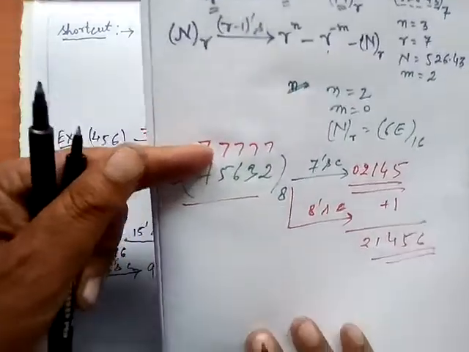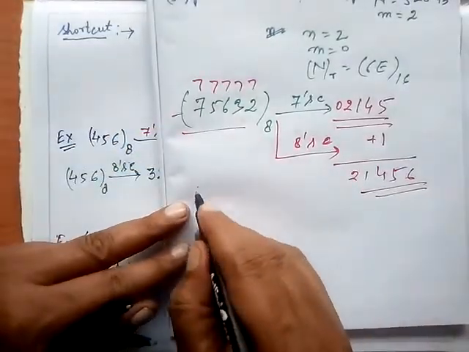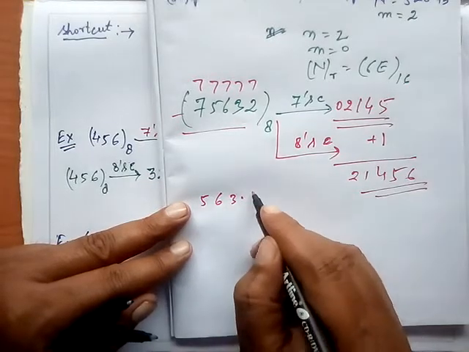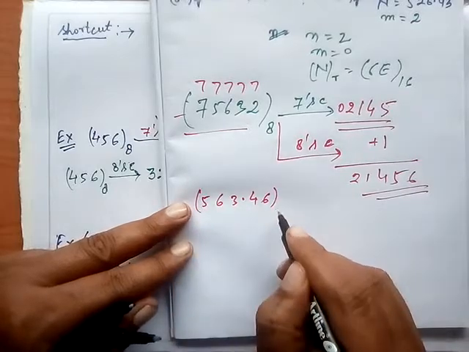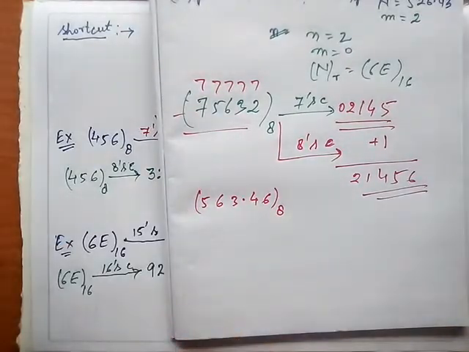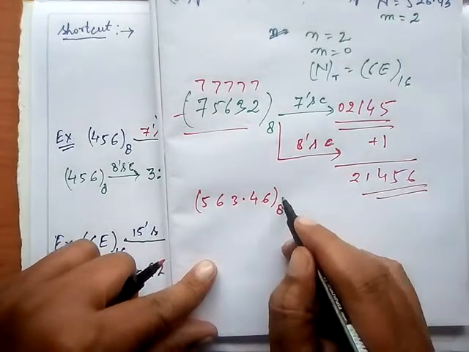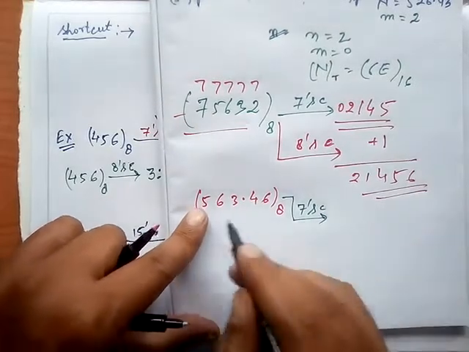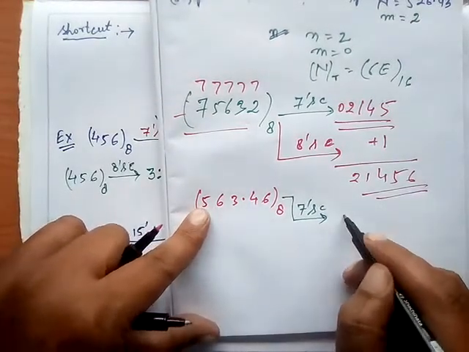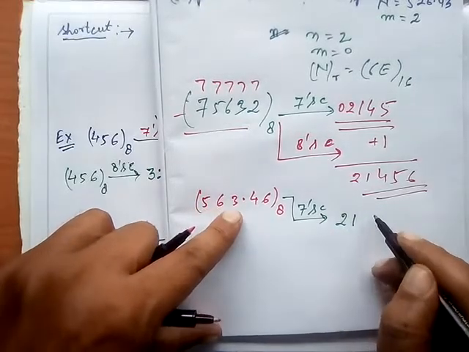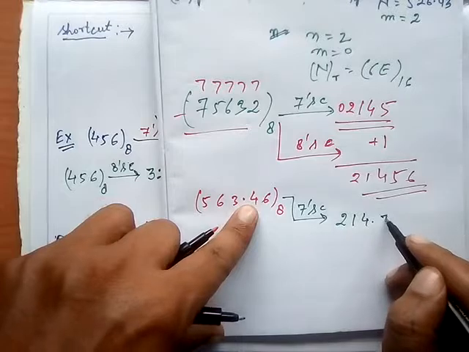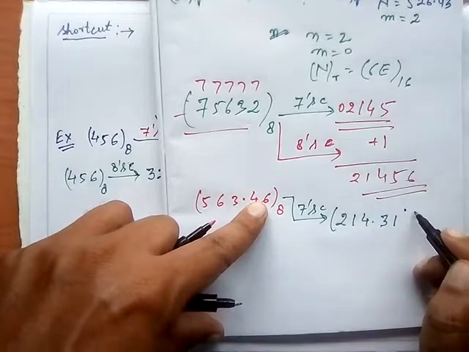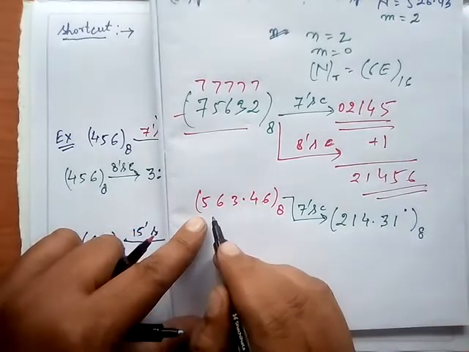Similarly, suppose you have a number 563.46 in base 8, and I say what is its 7's complement. 7's complement means subtract every digit from 7. So 7 minus 5 will be 2, 7 minus 6 is 1, 7 minus 3 is 4, 7 minus 4 is 3, point, and 7 minus 6 is 1. This is the 7's complement of this base 8 number.